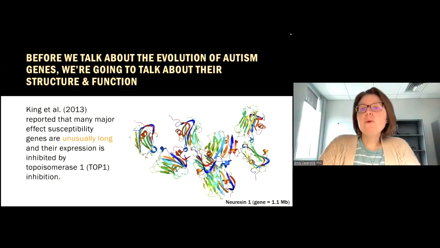Now, before we talk more about how autism genes have evolved over time, we're going to talk a little bit about some basic aspects of their structure and their function, just to get a little bit of background. A while back, a group of scientists reported that a lot of autism genes were unusually long. When you targeted a particular enzyme called TOP1 that regulates their expression patterns, if you inhibited TOP1, then you actually inhibited autism genes in particular. So TOP1 seems to regulate the expression of genes that are very long, which happens to include a lot of autism genes. This was an early indication that a lot of autism genes have an unusual structure, and they tend to be quite long.